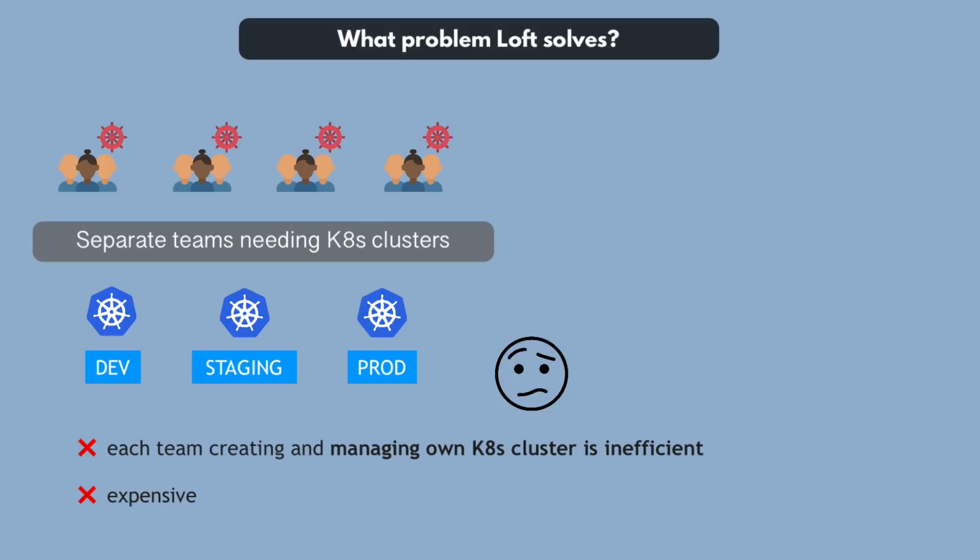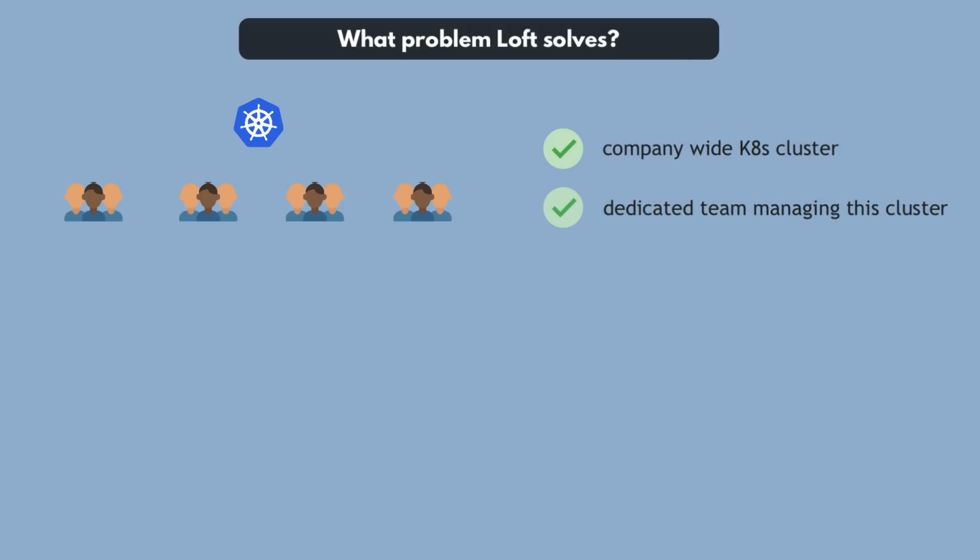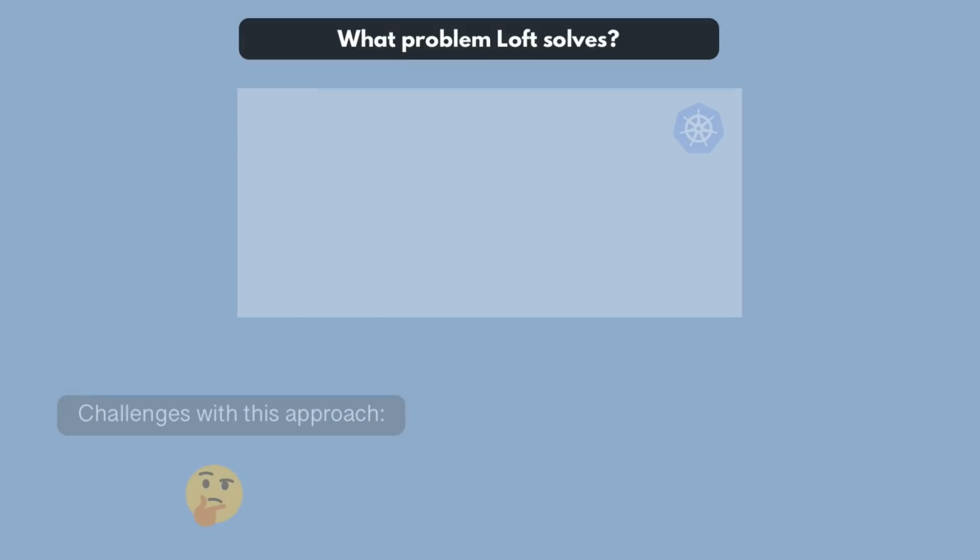And a common approach of companies to solve this is to create a company-wide Kubernetes cluster and a dedicated team managing this company-wide Kubernetes cluster. So now your company would only need to administer this one shared cluster, and they can now give developers access to the shared cluster using isolation with namespaces, so each team can deploy their applications. However, this comes with the following challenges.